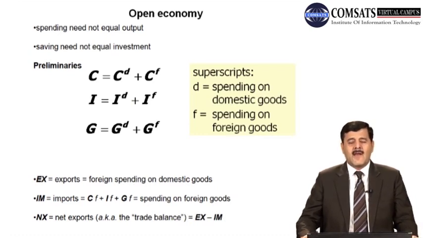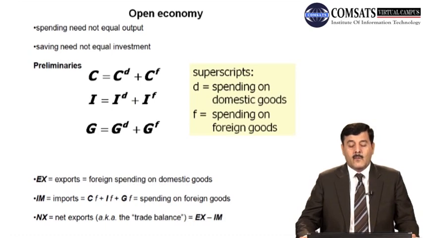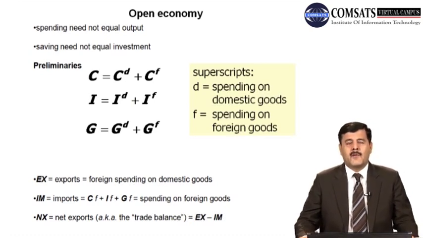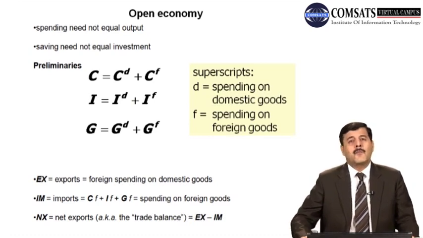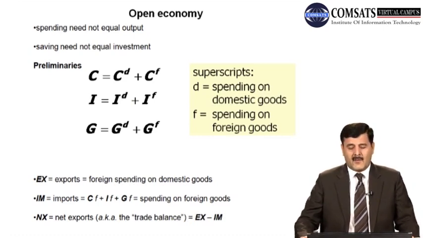And then we will know that EX is for the exports, foreign spending on domestic goods, and then M is the imports, that is spending on foreign goods, that is equal to CF plus IF plus GF. If we add up the consumption on foreign goods, investment on foreign goods, and government spending on foreign goods, that gives us basically the imports of the country, right? So practically, imports is the consumption on imported goods or the foreign goods, investment on the imported goods, and government spending on the foreign goods.